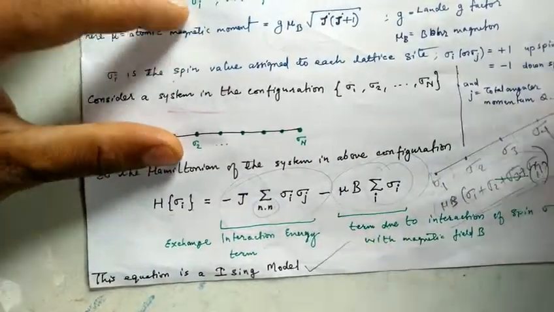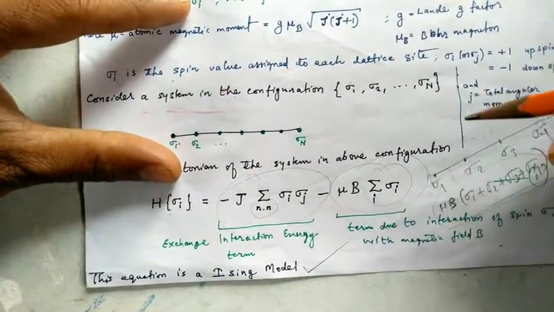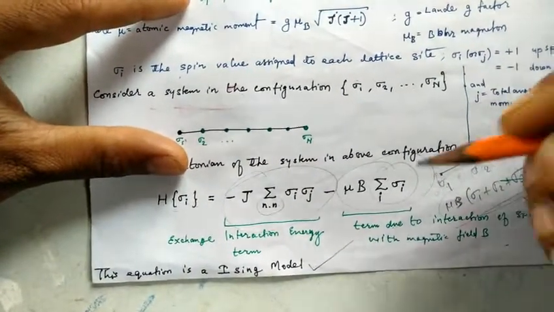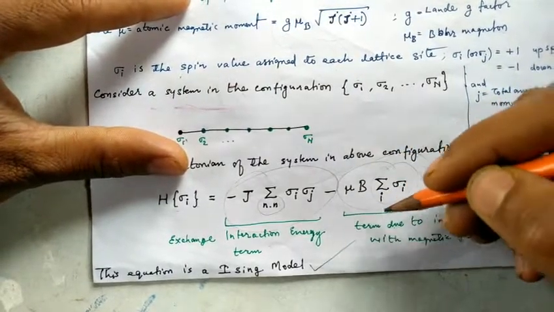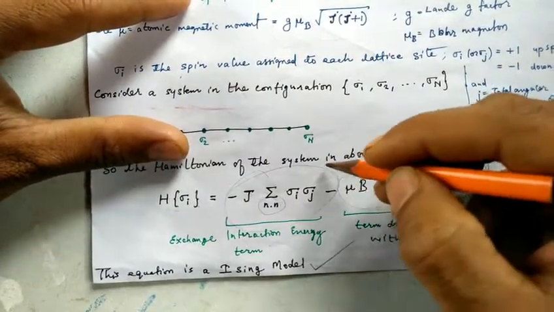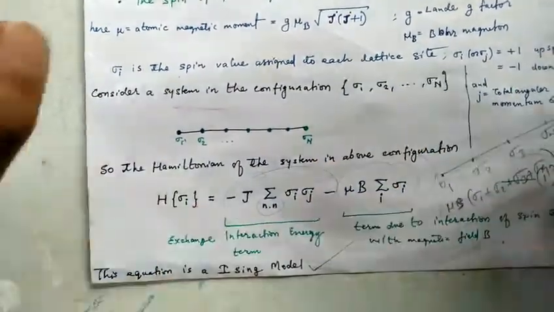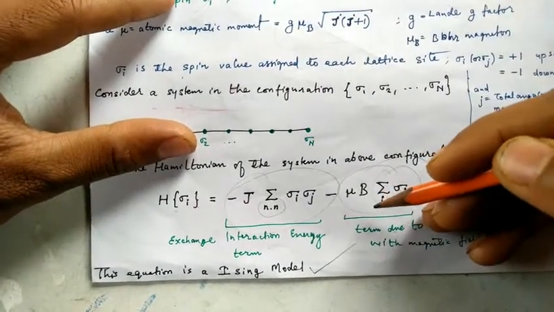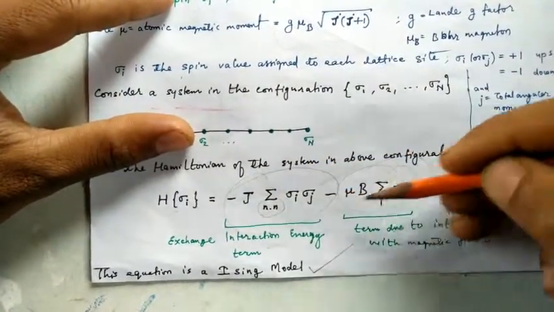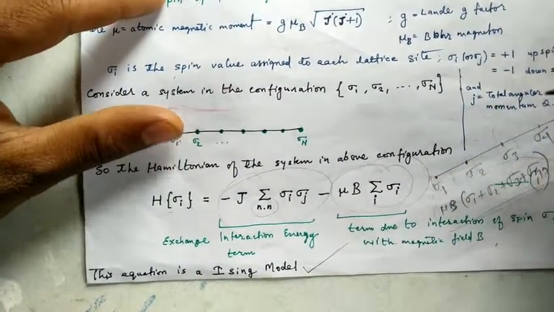You should always keep in mind that whenever you are dealing with the Ising model, if there is no magnetic field, if the lattice is not subjected to any magnetic field, then you can retain only this part. If the lattice has been subjected to a magnetic field as well, then you have to keep both terms in your Hamiltonian to solve the equations of the Ising model.